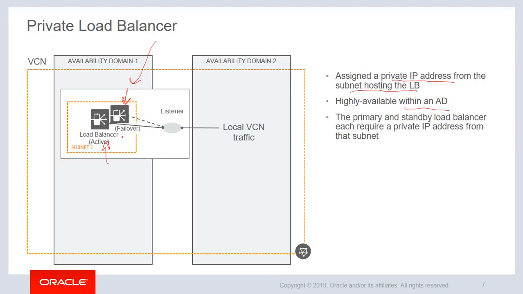Now it's highly available. In case the primary, the active, has a problem, it will still fail over to the failover load balancer. But yes, in cases where the AD goes down and there is an outage, you will not have the private load balancer up and running. Now, what is the use of a private load balancer?